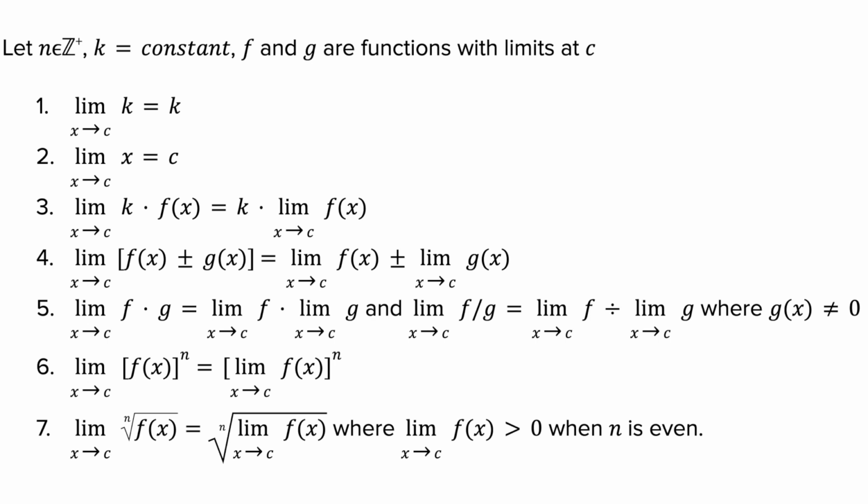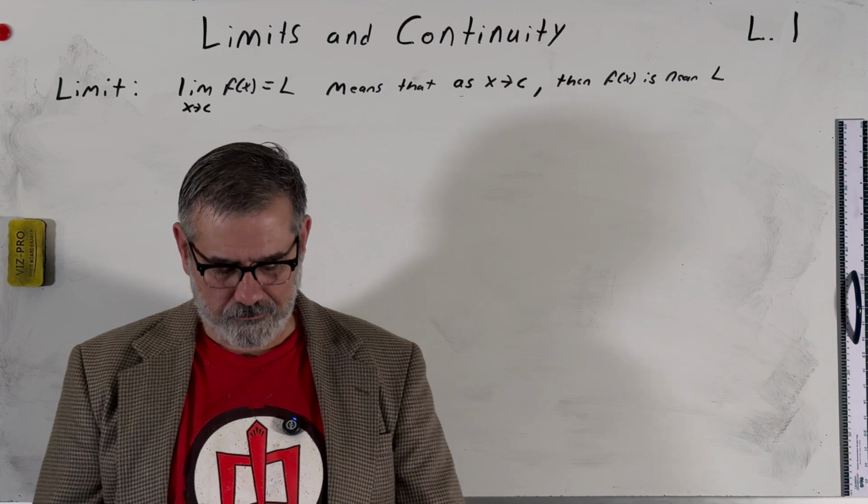The limit of f of x to the n is just equal to the limit as x approaches c of f of x raised to the n power. So whatever that limit is, raise that limit to the n power. And the same thing with square roots, with the caveat that f of x has to be greater than 0 when n is an even number. So if it's a square root or something like that, you can't have negatives in the square root.